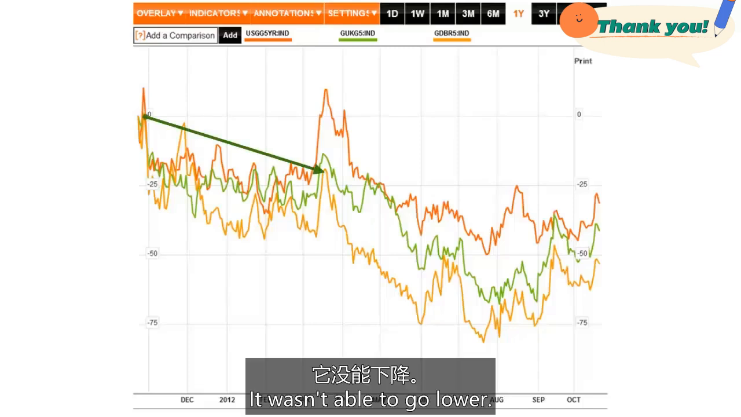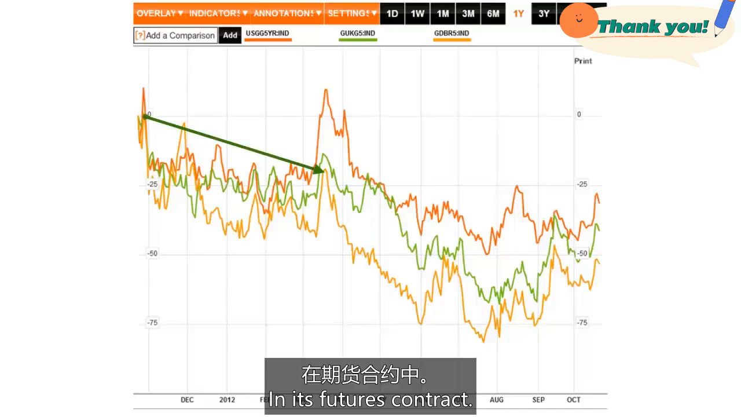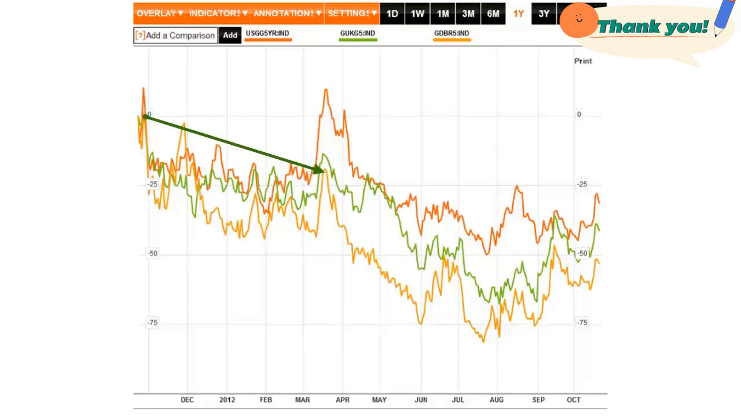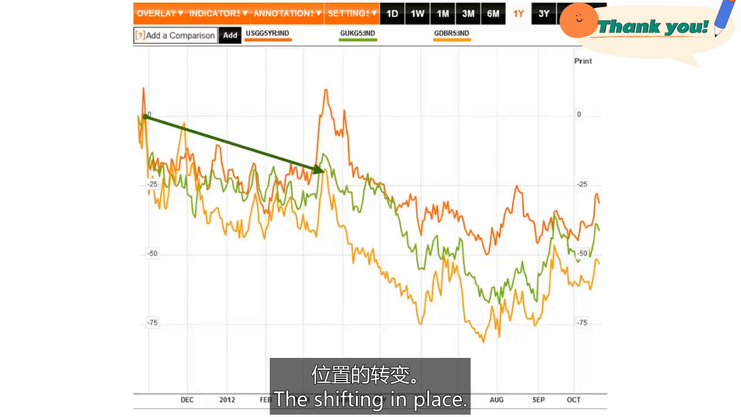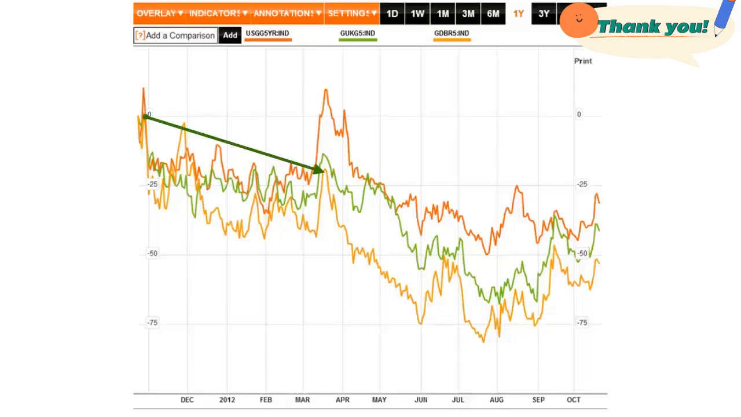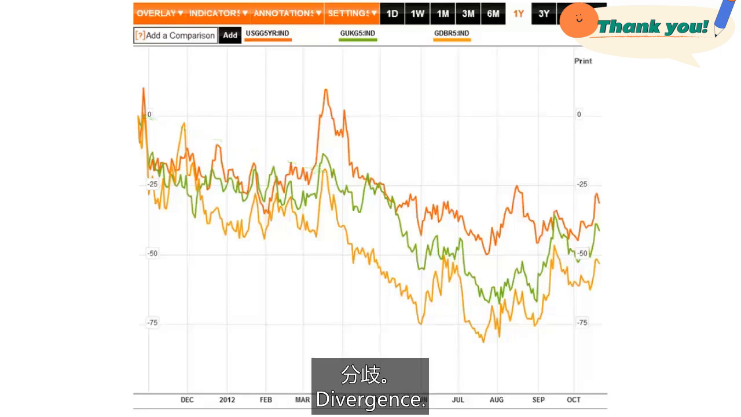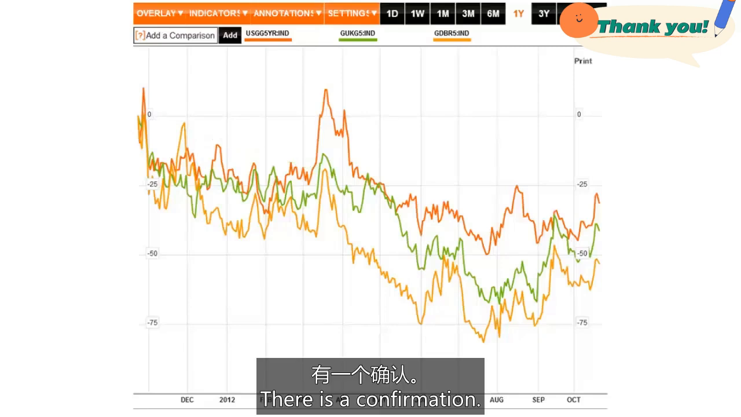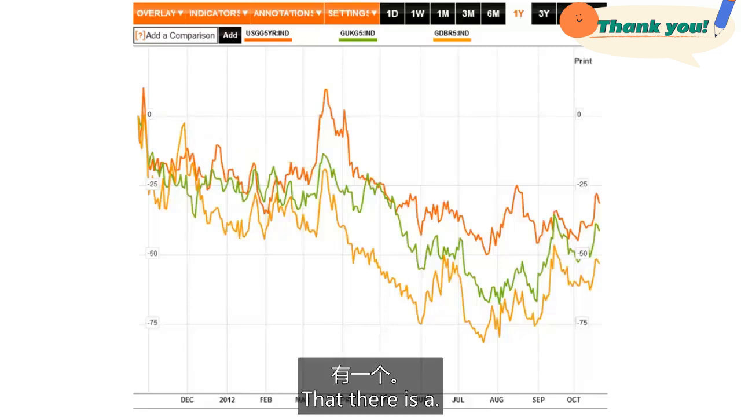Okay, so it wasn't able to go lower in its futures contract, but the yields, you can see the disparity, the shifting in place that takes place where the U.S. Treasury 5-year went higher. So we have an SMT divergence, okay? There is a confirmation that there is a weakness underway going into April. So we see that weakness translated in the form of these overlays.